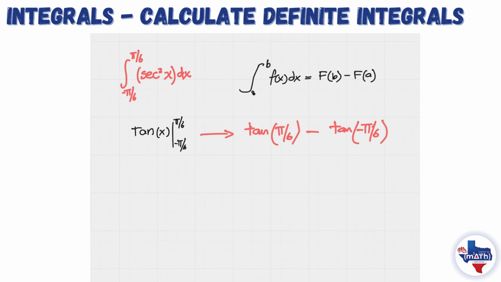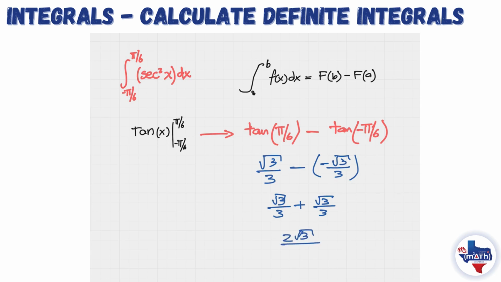Okay, the tangent of pi over 6 is root of 3 over 3 minus the tangent of negative pi over 6, which is negative root of 3 over 3. Okay, if we multiply those two signs, this will be root of 3 over 3 plus root of 3 over 3. Therefore, this is 2 root of 3 over 3. And that should be our final answer.